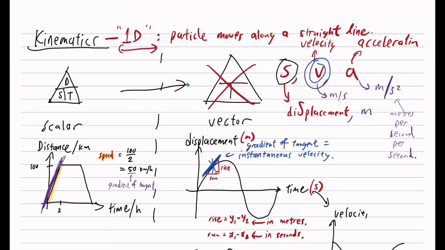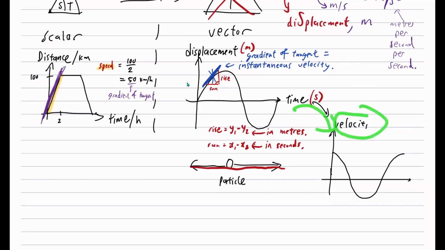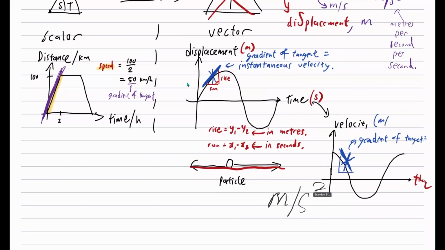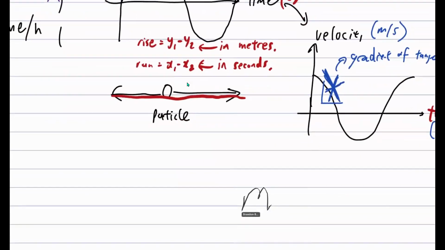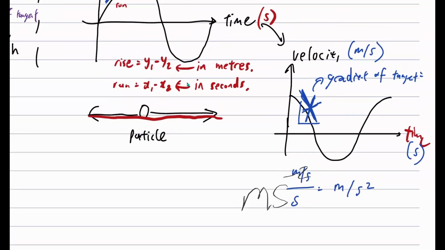So anyways, after you change the y-axis to velocity this time and the x-axis still remains as time, you take the gradient again. What do you get this time? The answer is you have another rise over run. But this time velocity units is meter per second, time is seconds. Yes, exactly. You get meter per second divided by second, which becomes meter per second squared, also known as acceleration.